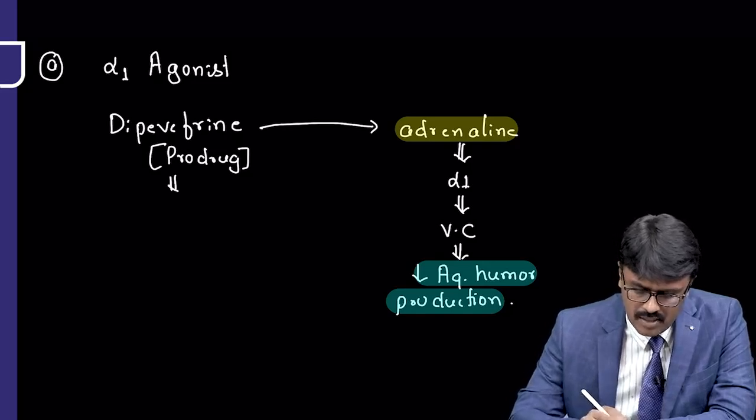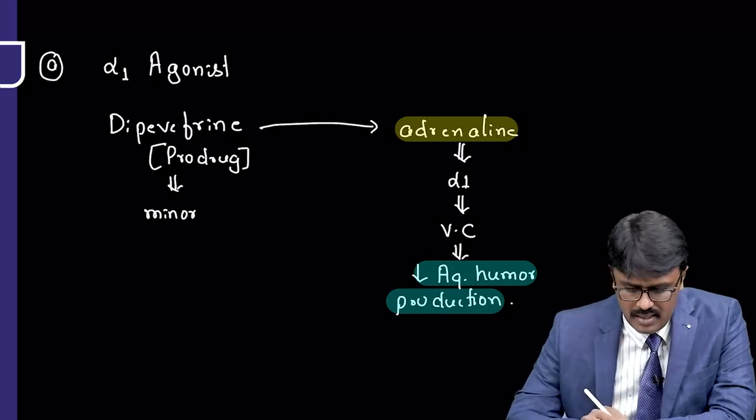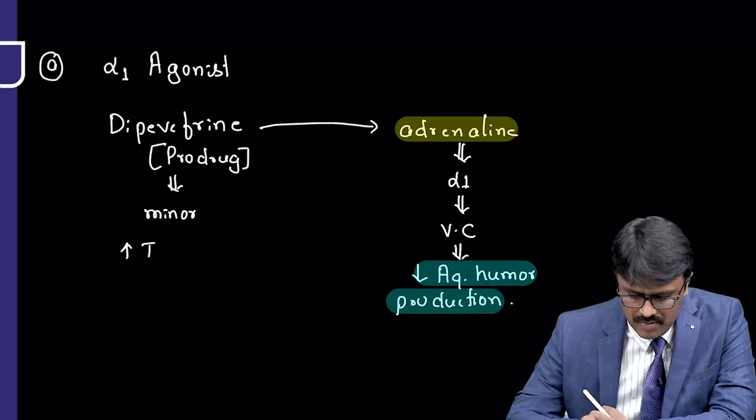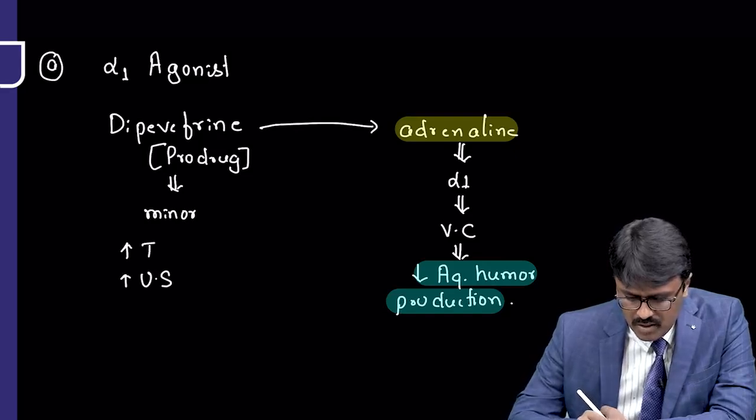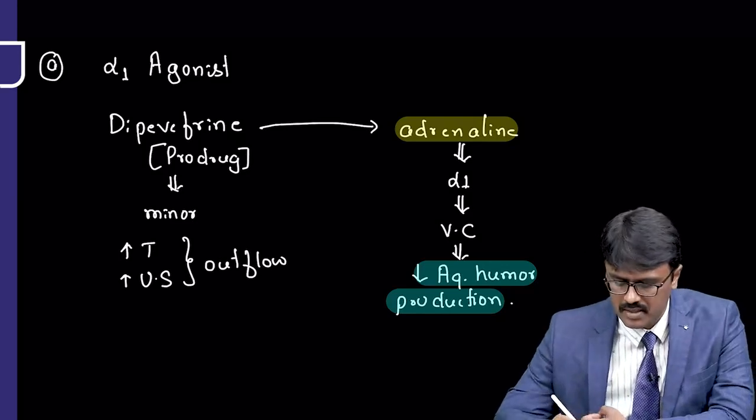Minor mechanisms of action, not the major one: it increases the trabecular and uveoscleral outflow. These are minor mechanisms of action of the drug. Minor. But the major is this one.